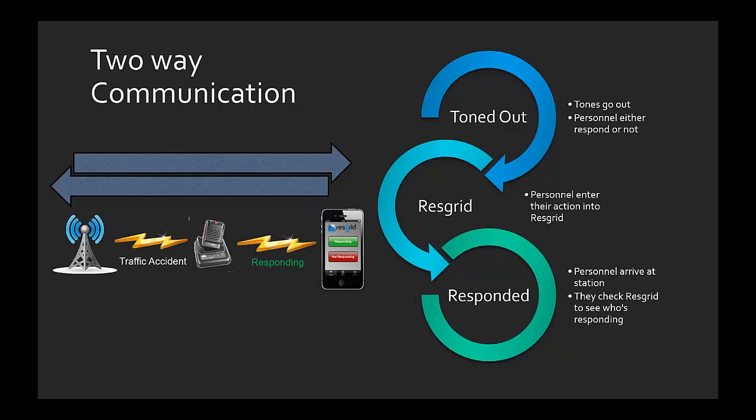The Resgrid scenario is that now you have two-way communication. Your tones go out, you fire up your phone app, you hit your state, so responding or not responding, you get in your vehicle and you go to your station. The first arriving personnel at the station or the department or wherever can open up their app and see, oh, yep, I got 5 people coming. So you got bi-directional communication where there was only one-way communication.